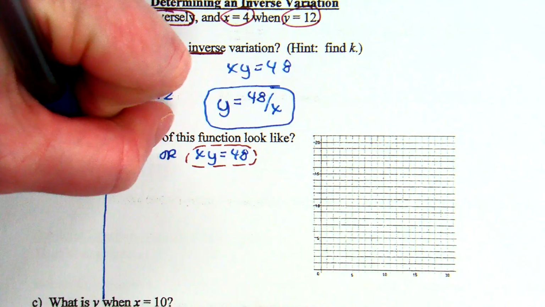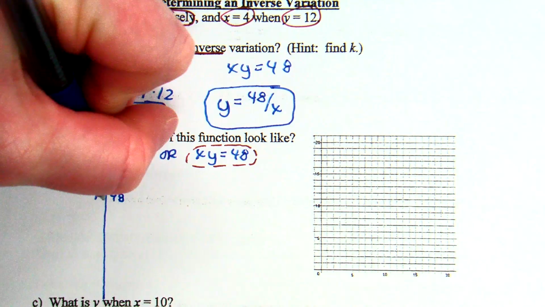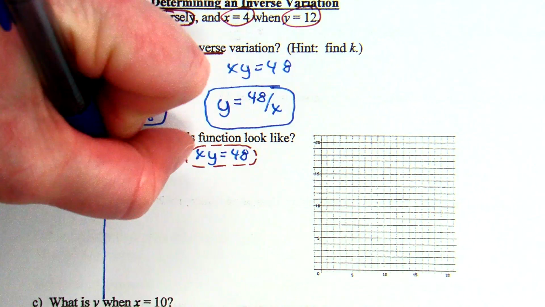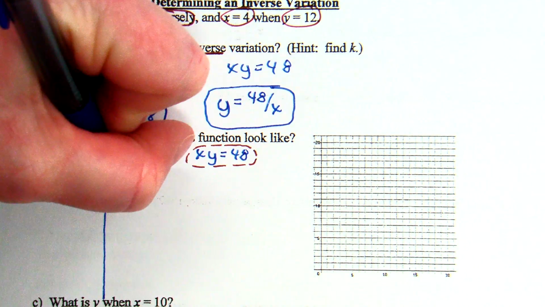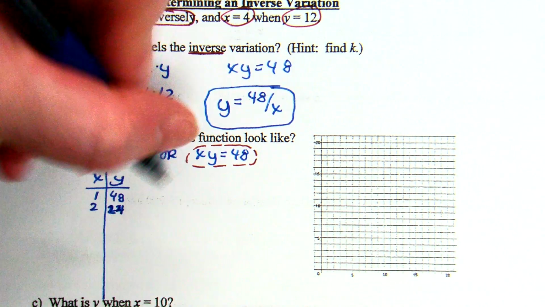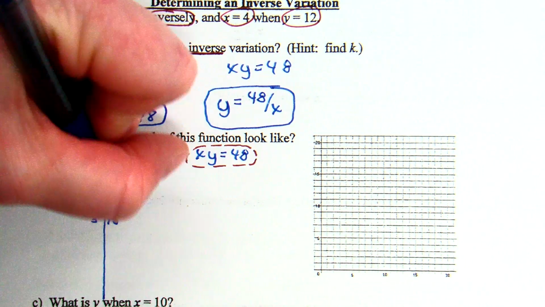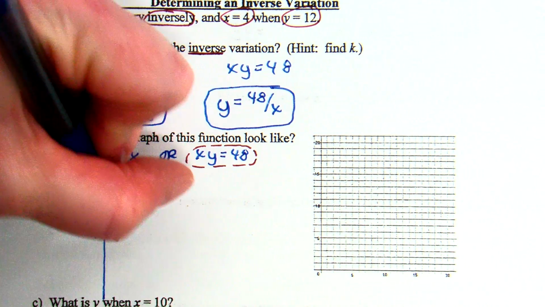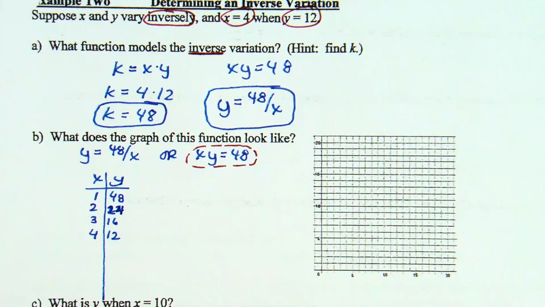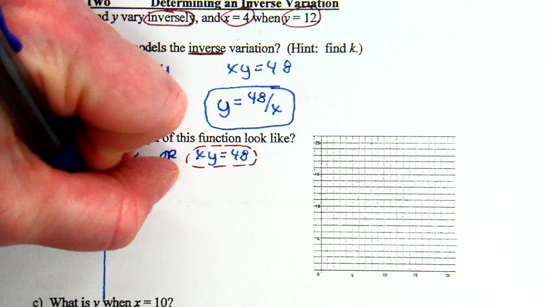So, you guys said 1 and 48. I think I heard 2 and 24, didn't I? I heard 3 and 16. I heard 4 and 12. I heard 6. I was just going to say 5 doesn't go, right? So skip over 5. I heard 6 and 8.